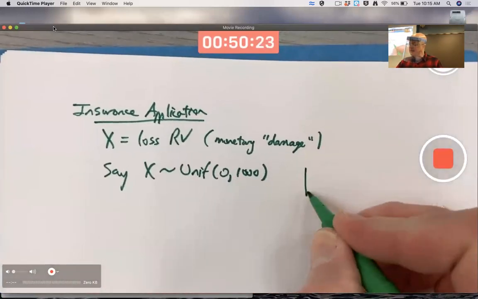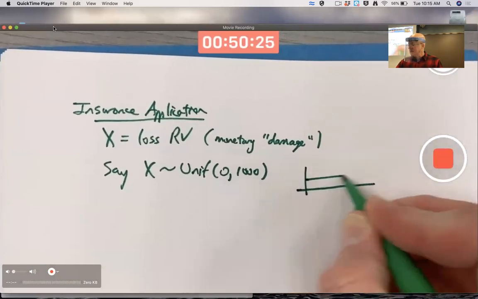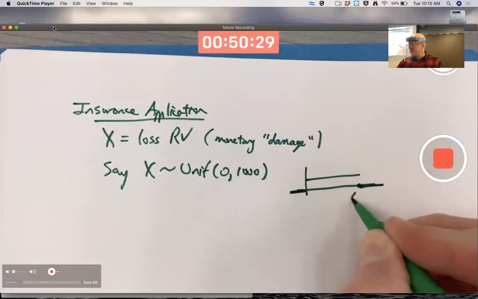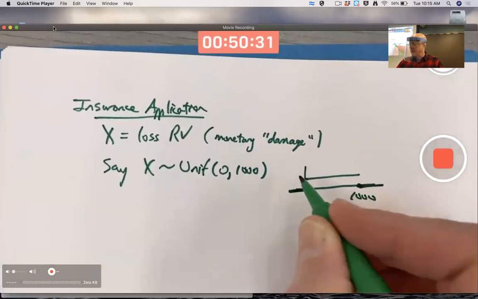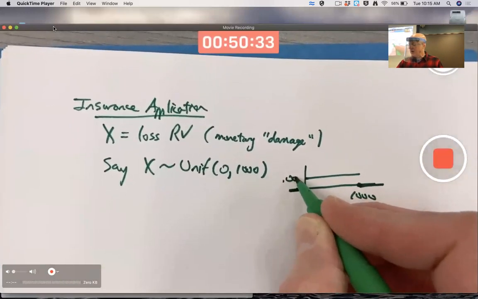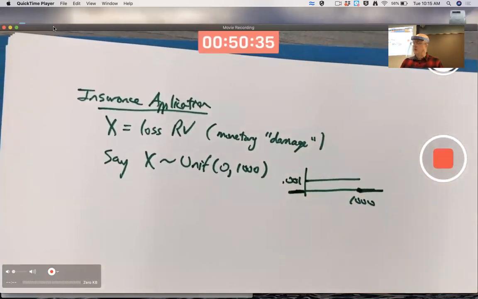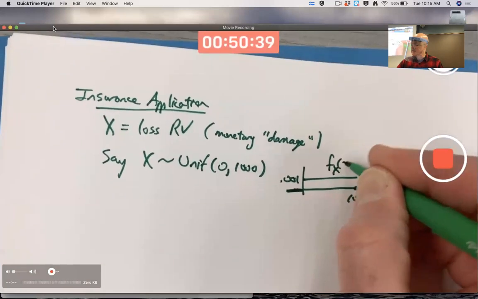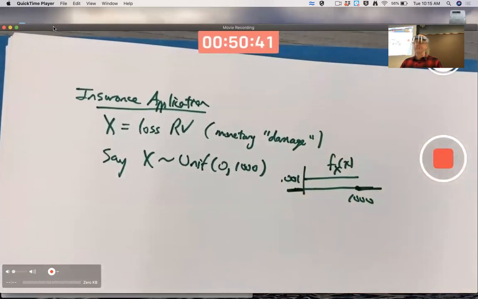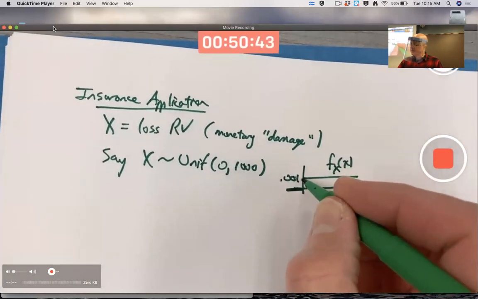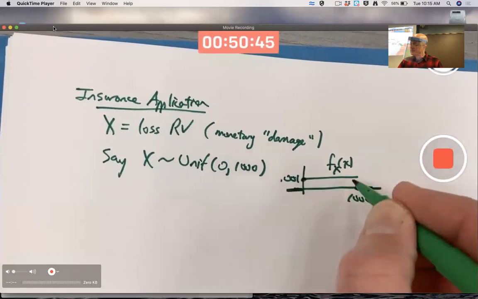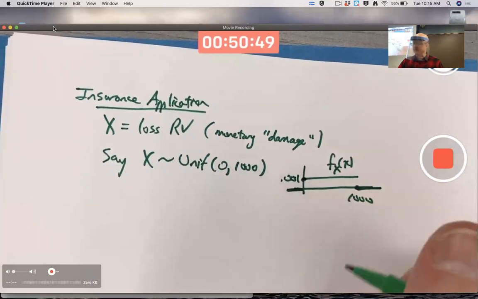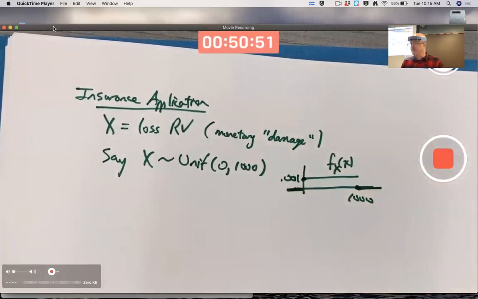So the PDF of X is 0 when X is negative, 0 when X is bigger than 1,000, and 1 over 1,000, which is 0.001, when X is between 0 and 1,000. That would be little f sub X of little x. And again, it doesn't matter where you put the open and closed circles there.